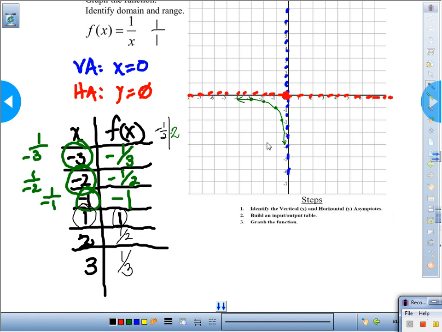1, 1. 1, 1 is right there. 2 and 1/2. 3 and 1/3. And by the way, if I wanted to get close right here, what did I substitute? Half. 1/2 gives me positive 2. And we'll talk about it right now. Positive 2 right there. All right, let's graph our function. There it is.